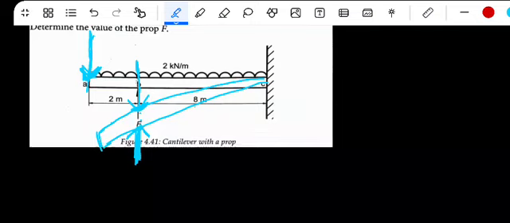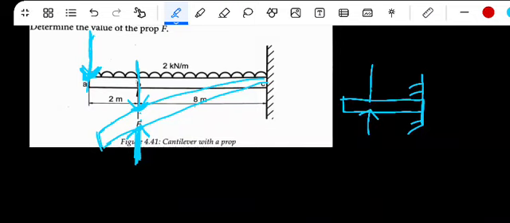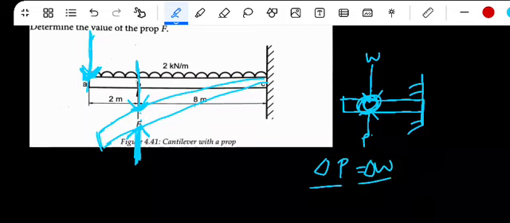If you have the cantilever again like this, for argument's sake, if you have a prop acting here, and you have a point load acting, the deflection caused by the propped force must be equal to the deflection where it is acting. The deflection must be equal.